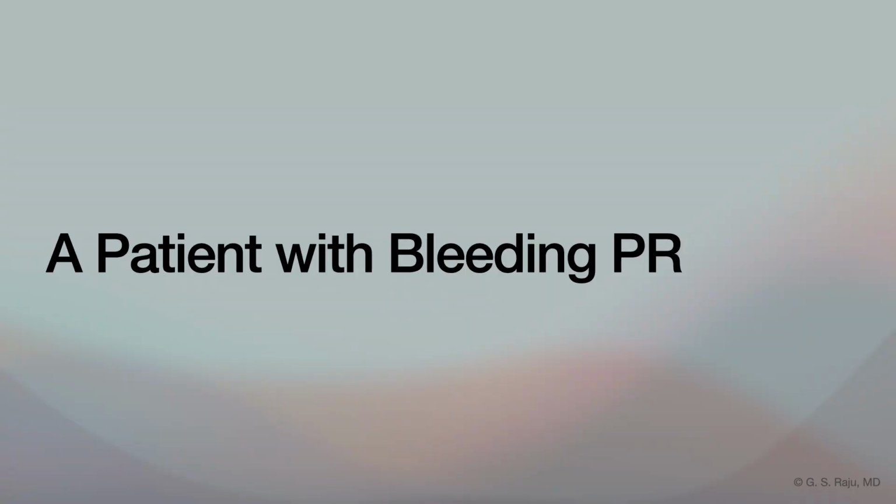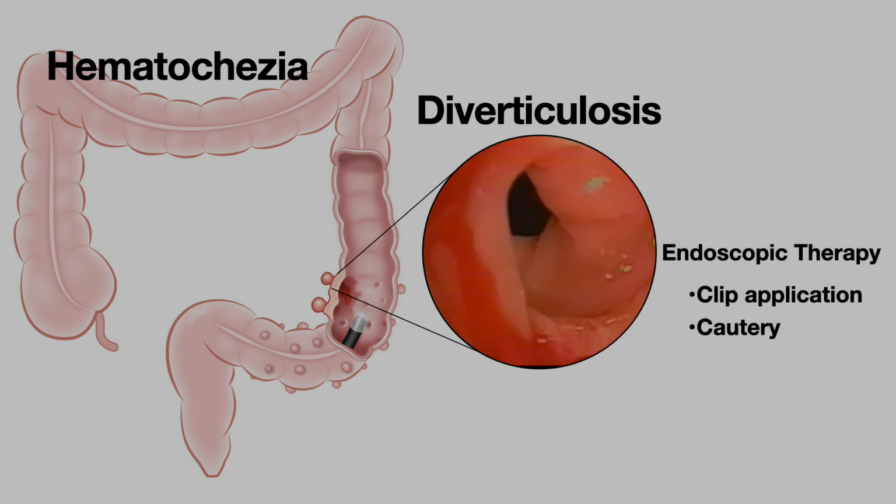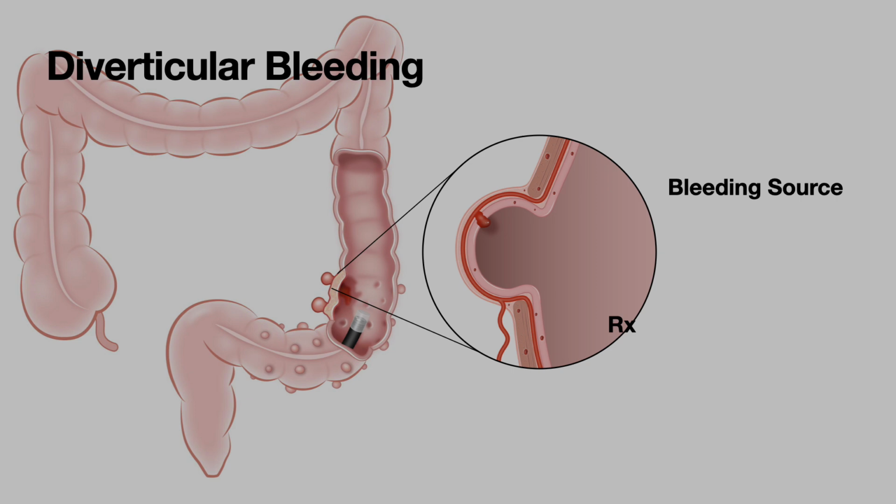Another reason why we do endoscopy is if somebody comes in with bleeding per rectum. One of the most common causes of bleeding is diverticulosis. Here you see diverticulosis, and you notice bleeding from diverticulosis. Then you have to decide, are you going to use a clip or a cautery? Let us find out when you use clip and when you use cautery.